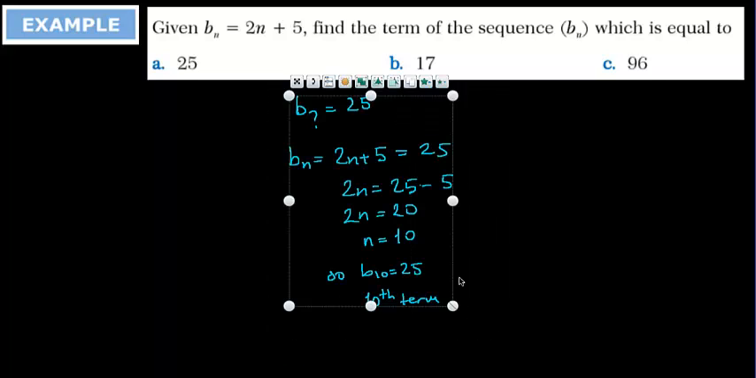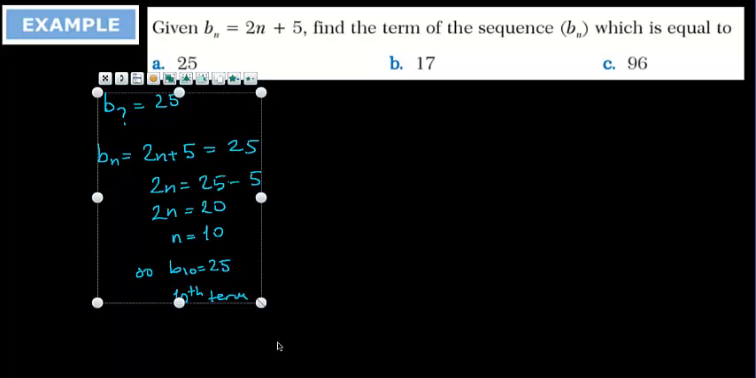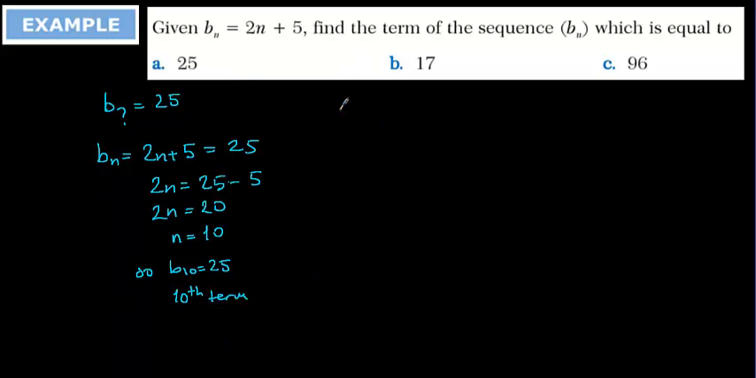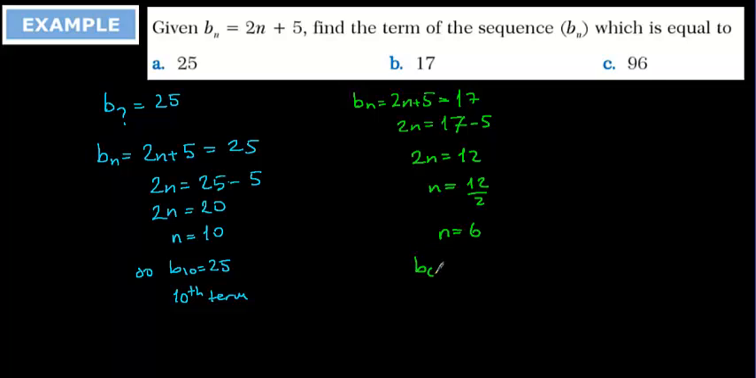Okay, then we are going to find the b1. Here the b is 17, so b_n is equal to 2n plus 5 is equal to 17. 2n is equal to 17 minus 5, 2n is equal to 12, n is equal to 12 over 2, so n is equal to 6, which means that b6 is equal to 17, and this is the sixth term of the sequence.